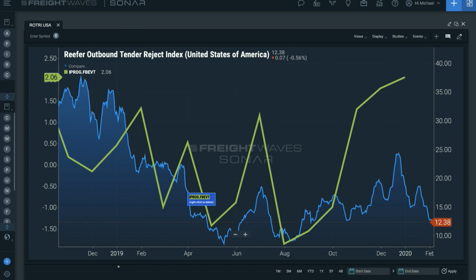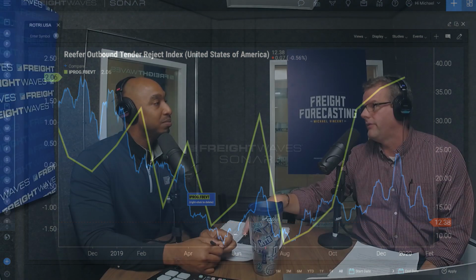So tell us what we're looking at here. We're looking at the reefer outbound tender rejection index, one of the proprietary indices that we have here in Sonar, and we're pairing it with industrial production year-over-year growth for food and beverage. So quick, let me level set that, because some people who utilize Sonar and follow FreightWaves probably know it.